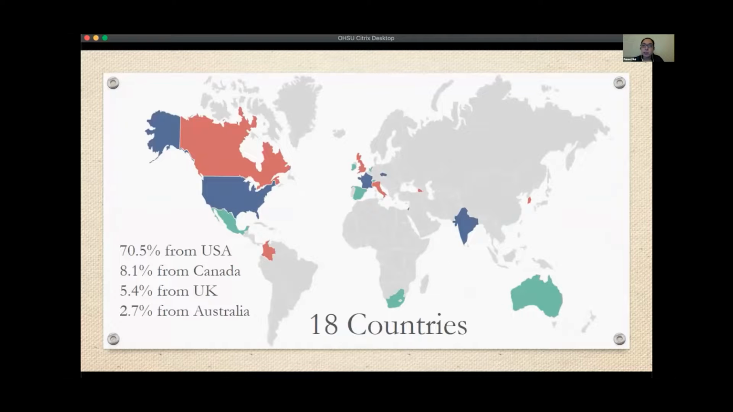And here is a map showing all the different countries our participants are from. The vast majority of them are from the US, so about 70%, but we also do have quite a few from Canada, the UK, and Australia. And even among the other countries, you can see these are countries where English is one of the more common languages that are spoken, because that is one of the requirements of the study.